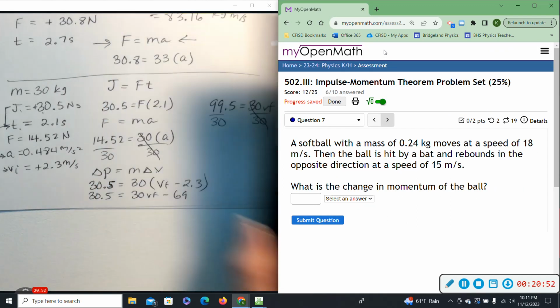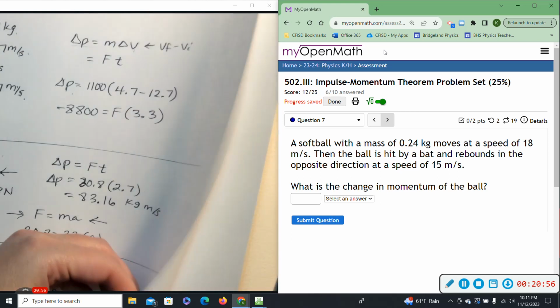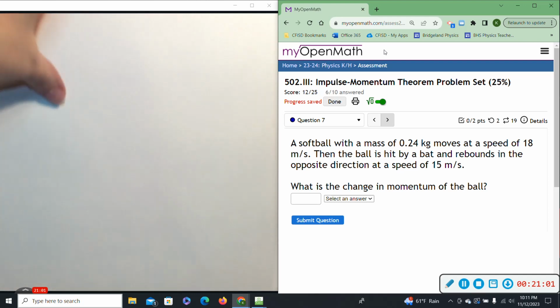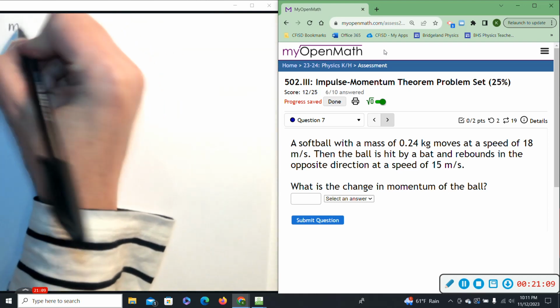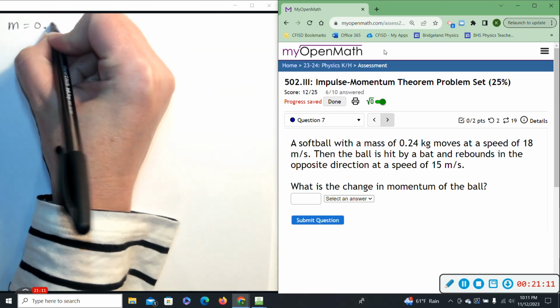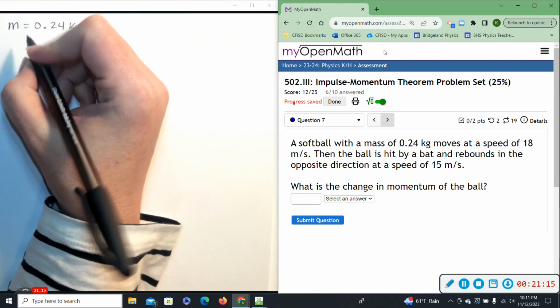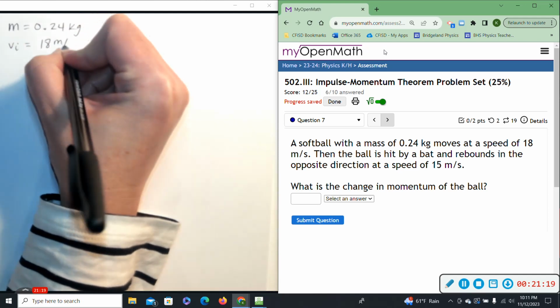All right, this is question number 7, and I need some more paper. All right, question 7 says, a softball with a mass of 0.24 kilograms. I'm going to go ahead and start labeling. Mass equals 0.24 kilograms. Moves at a speed of 18 meters per second. Initial velocity, 18 meters per second.